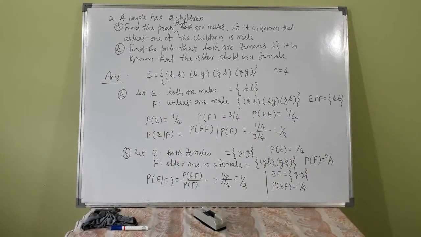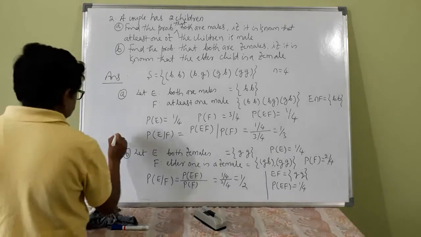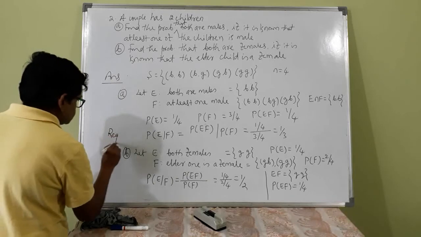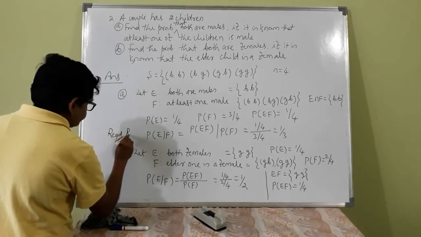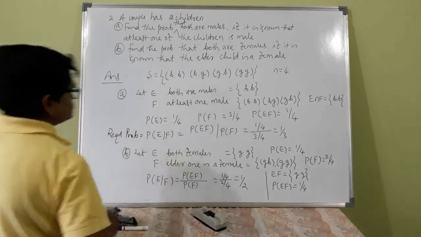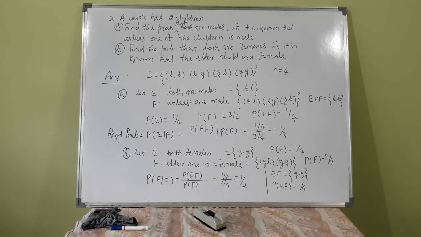Probability of E given F is asked. Probability of both males given that at least one is male. That is what you have to find. So that is nothing but E given F. So the required probability is probability of E intersection F divided by probability of F, that is 1 by 4 over 3 by 4, that is 1 by 3.